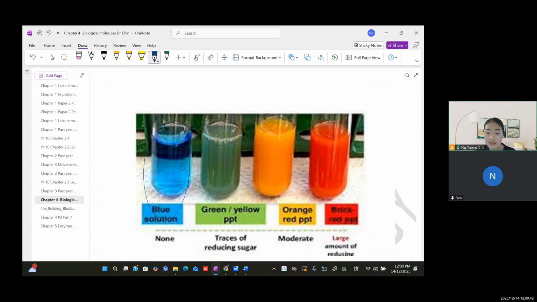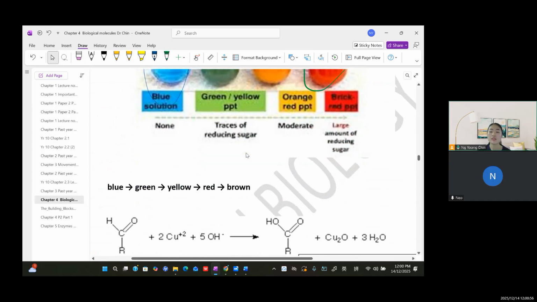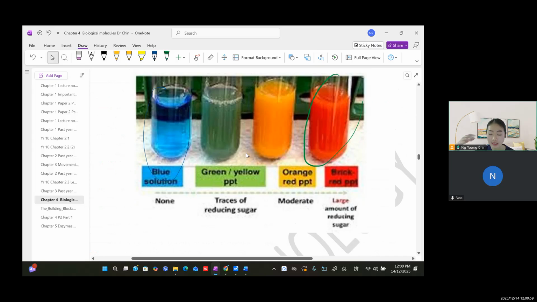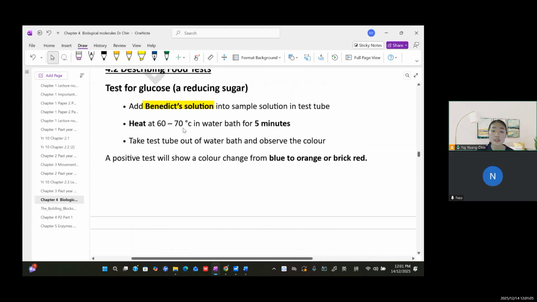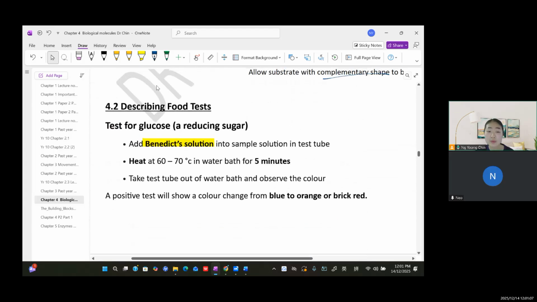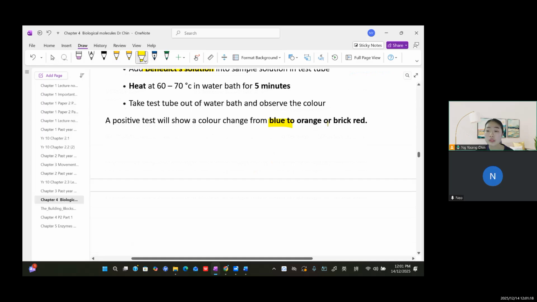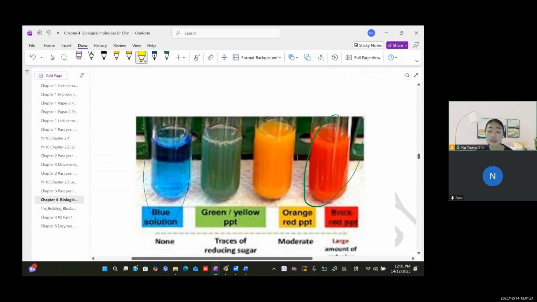This blue solution will change to green, orange, and then red color if there is a reducing sugar present. It will only change color if there are reducing sugars inside the solution. You must remember that the Benedict test requires heating. You make a water bath and heat the solution up to 70 degrees for about 5 minutes, and then you can observe the color change from blue to a brick red precipitate due to the presence of the reducing sugar.